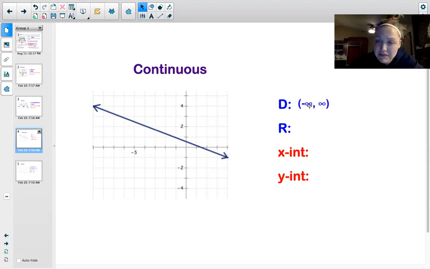Domain is from negative infinity, comma, positive infinity, because it goes forever to the left and then forever to the right. Okay, make sure that you put the negative infinity on the left side. It makes a difference. Okay, so now let's talk about the range. How low does this graph go?